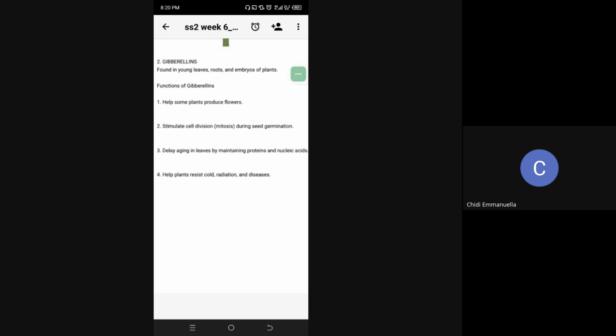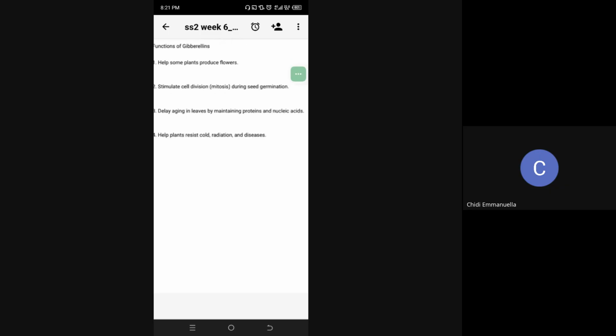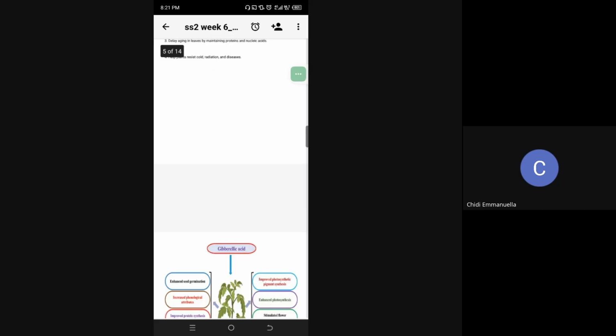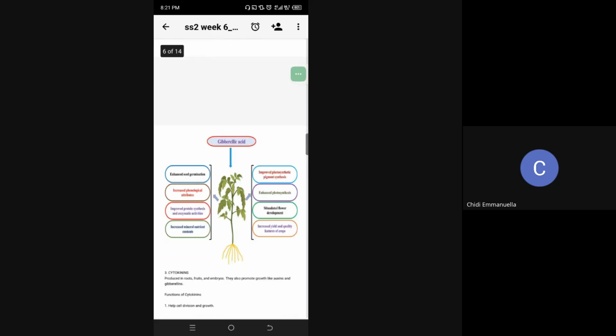Then another function of gibberellins is number 4. It helps plants resist cold, radiation, and diseases. The plants are always outside, and sometimes the weather condition can be extremely hot. So what protects them is gibberellins. It helps them to resist such conditions, including diseases and cold. That point understood? Yes, sir.